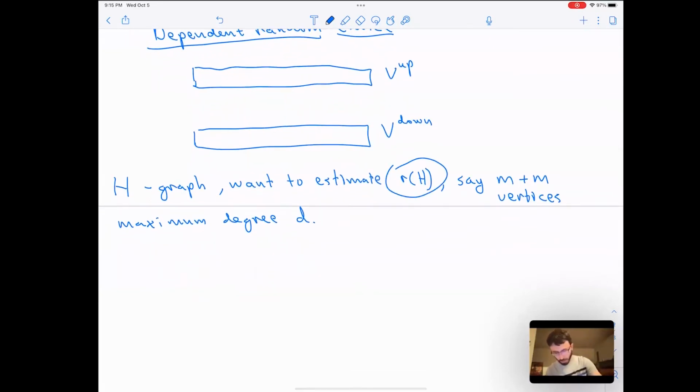So how does this estimate proceed? We need an ambient graph, a bipartite graph of density at least 1/2, into which H is going to be embedded. Let's denote it by capital G. So this is a bipartite graph of edge density at least 1/2.